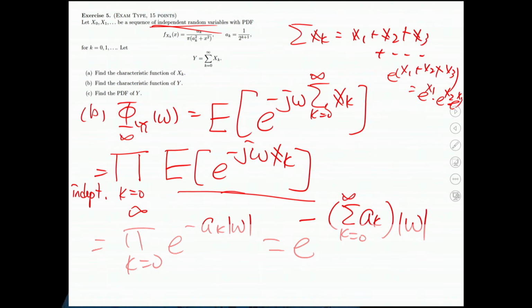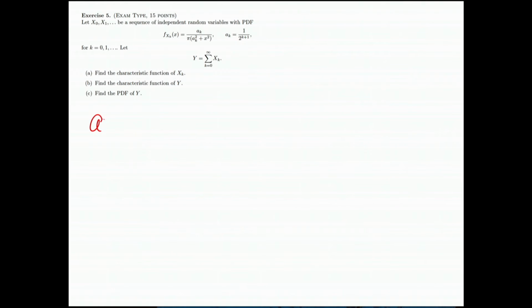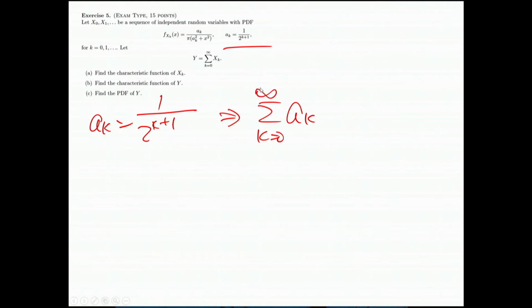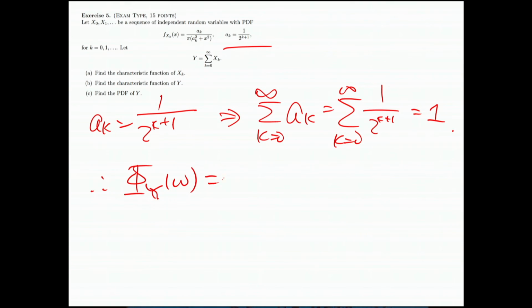And also because ak is 1 divided by 2 to the k plus 1, the summation of ak, k from 0 to infinity, is the summation k from 0 to infinity of 1 divided by 2 to the k plus 1. This equals 1. So finally the characteristic function of y is e to the minus absolute of omega. And what is this?